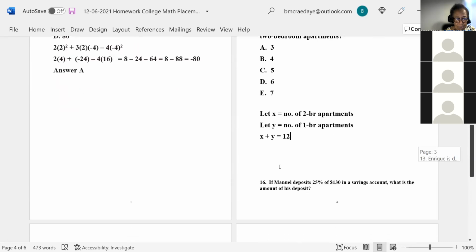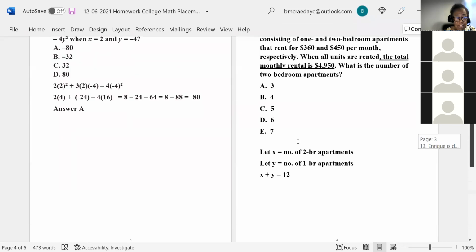Well, you have to use the letters because those are your unknowns. So the sum total of the apartments is 12. If X is the number of two-bedroom apartments and Y is the number of one-bedroom apartments, then X plus Y is equal to 12. Right? The number of two-bedroom apartments plus the number of one-bedroom apartments is 12. And what did you say next, Maureen?